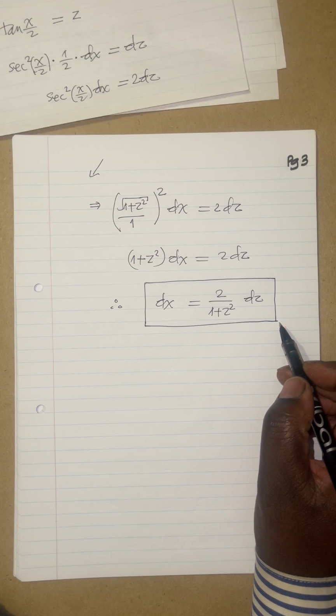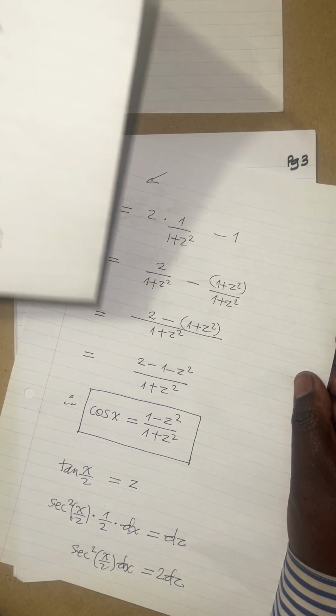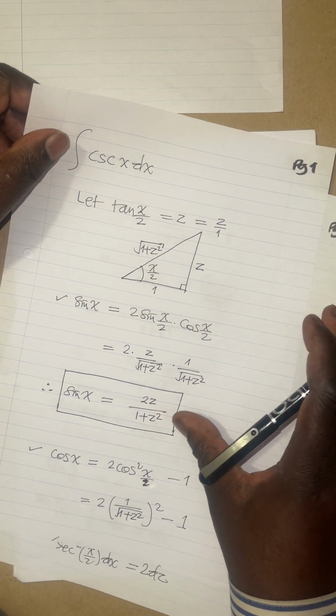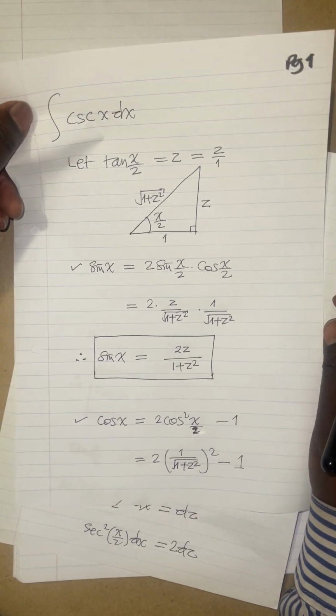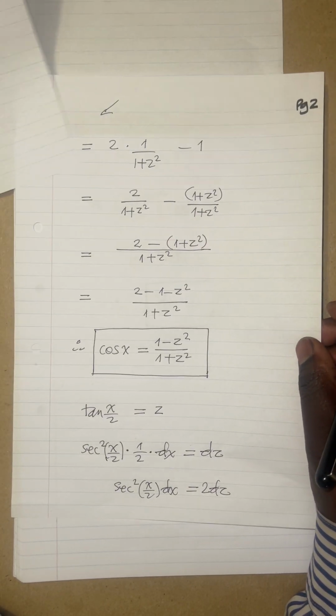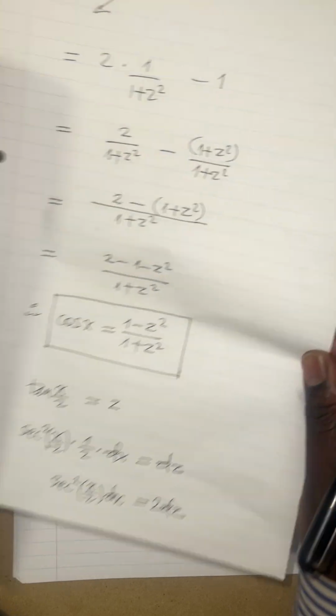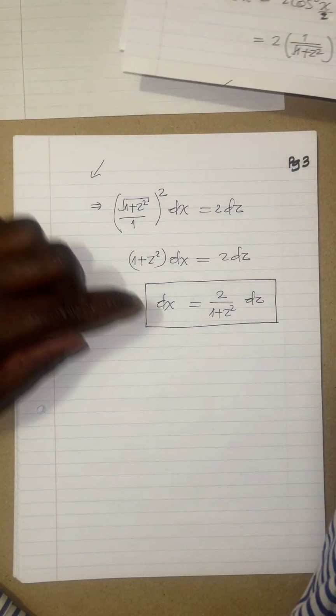So these are the 3 very critical expressions for z-substitution. Look at the first one. We said the first one is this here. Sine x equals 2z over 1 plus z squared. That's the first one. Hopefully you can see it here. The second one is this expression here. Cos x is equal to 1 minus z squared over 1 plus z squared. And the last one is a transition, that one.